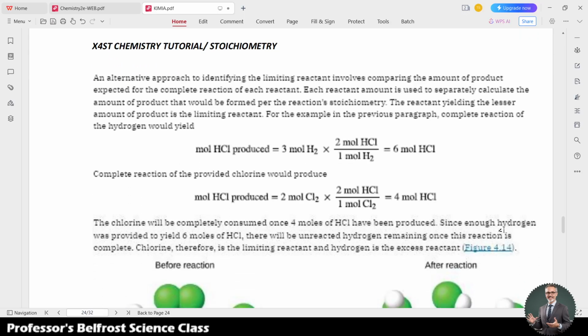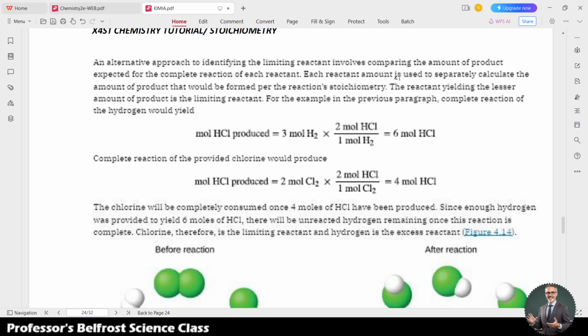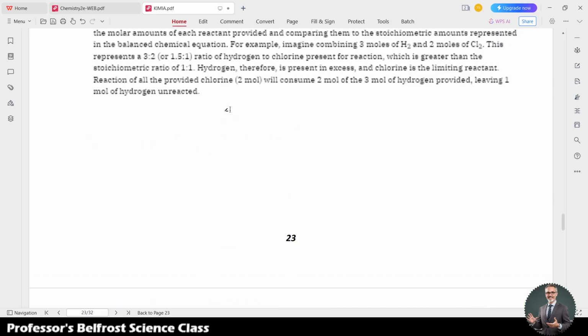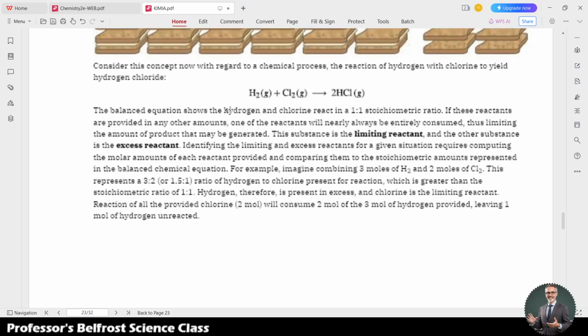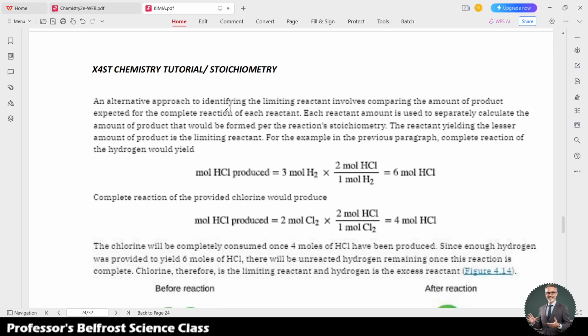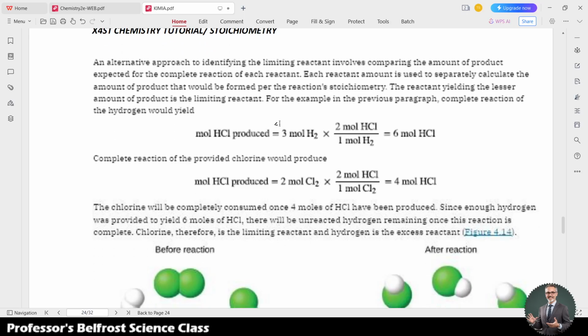An alternative approach to identify the limiting reactant involves comparing the amount of product expected for the complete reaction of each reactant. Each reactant amount is used to separately calculate the amount of product that would be formed per the reaction stoichiometry, and the reactant that yields the least amount of product is the limiting reactant. For example, from the previous one, H2 plus Cl2, hydrogen gas plus chlorine gas, produces 2 HCl. So 3 moles of hydrogen times 2:1 produces 6 moles of hydrogen chloride.